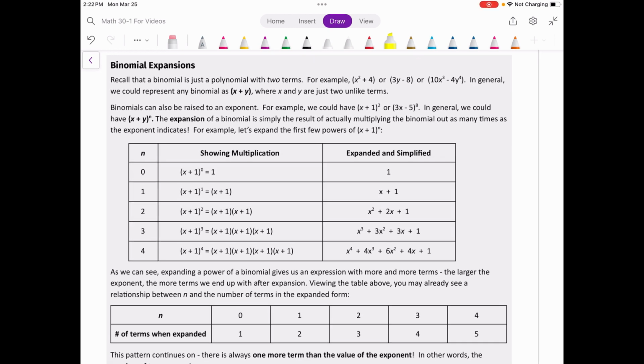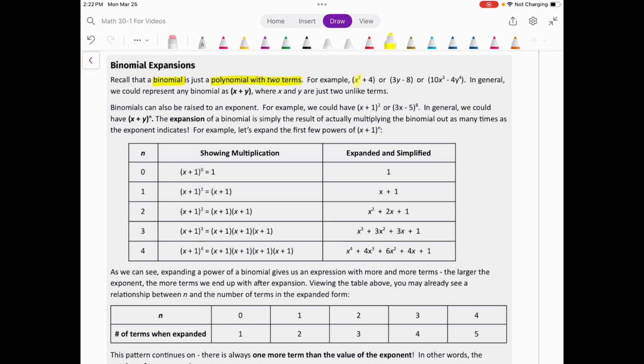So we're going to be talking a lot in this lesson about binomials and specifically binomial expansions, what it means to expand a binomial. So before we do that, let's just remind ourselves, what is a binomial? Well, remember, like a bicycle has two wheels, a binomial is just a polynomial that has two terms.